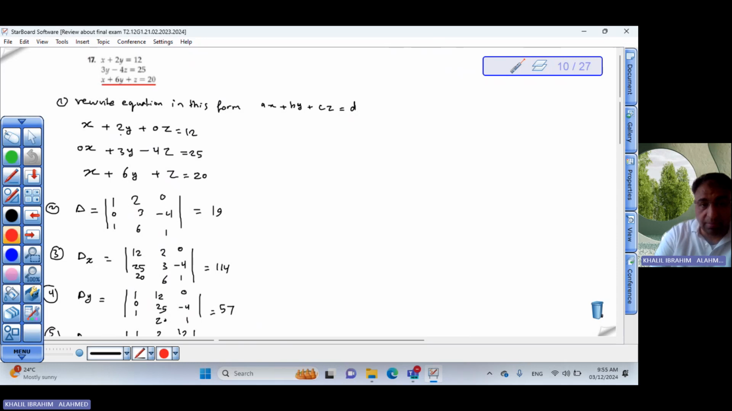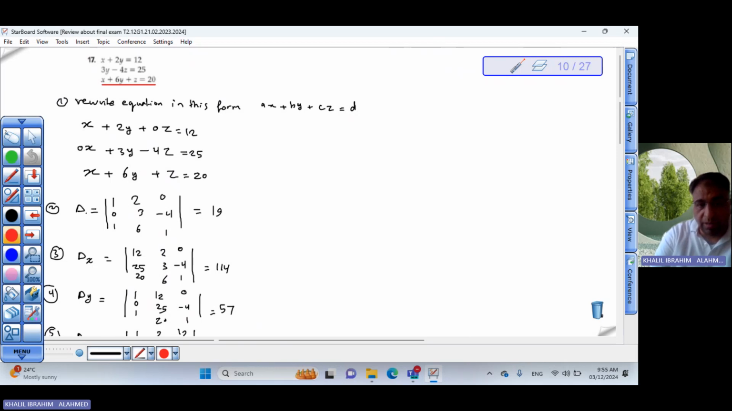The first one, x plus 2y, but we don't have z. Replace z by 0z. This is the coefficient of z, equals 12. Also here, we don't have x. We can write 0x, coefficient of x 0, plus 3y, negative 4z equals 25. And also the last equation here, x plus 6y plus z equals 20.